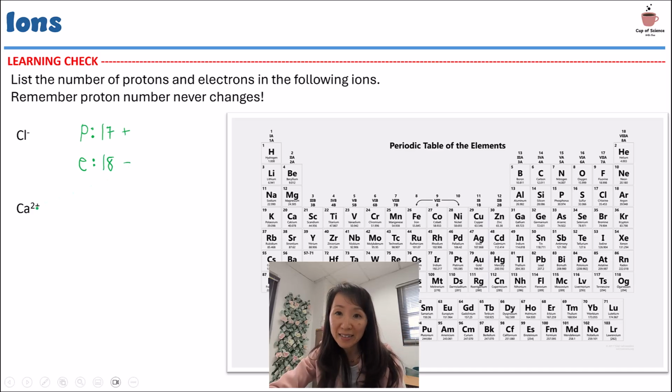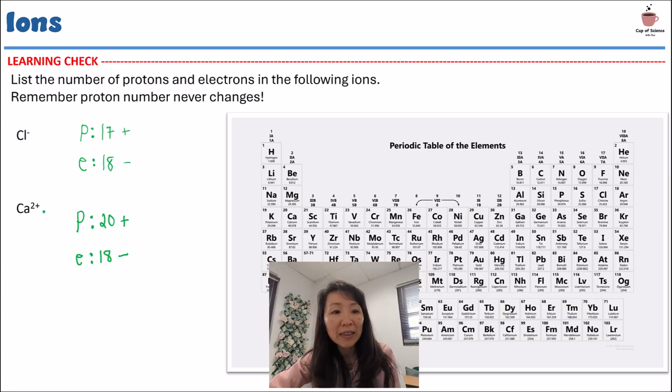Let's try calcium. You try it and come back and check the key. For calcium, we have 20 protons, located at atomic number 20, and 18 electrons, so 2 fewer in order to gain that positive 2 charge, calcium.